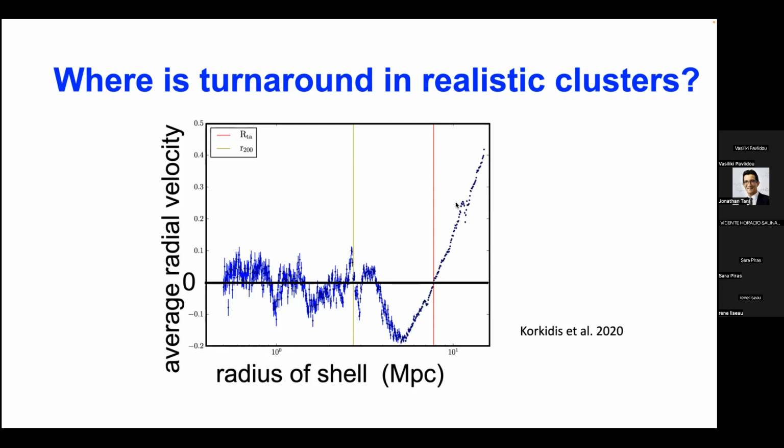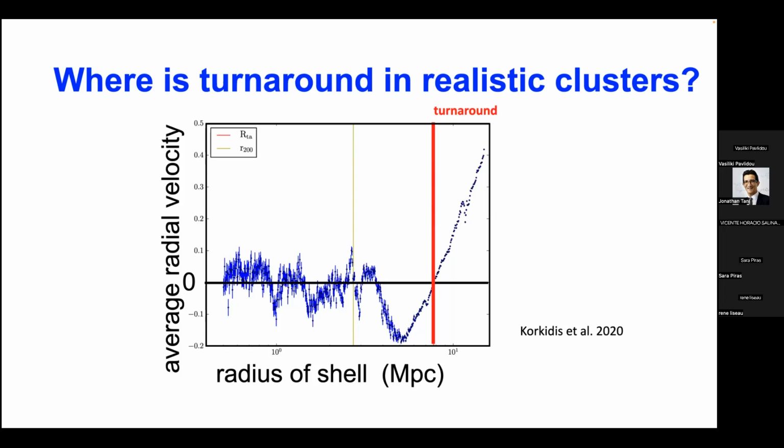So where is turnaround in a realistic cluster? It's right there. As you're coming from outside, doing this averaging, the first time you hit 0 is the turnaround radius. And you have negative velocities. Is that a little another cluster? Yeah, that's substructure. All right.